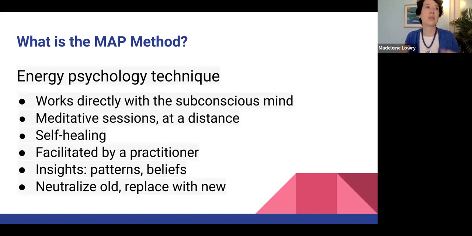EMDR, bilateral stimulation, either using the eyes or something else. Again, trying to enable us to release something that has gotten stuck or trapped, which is affecting us and is preventing change.